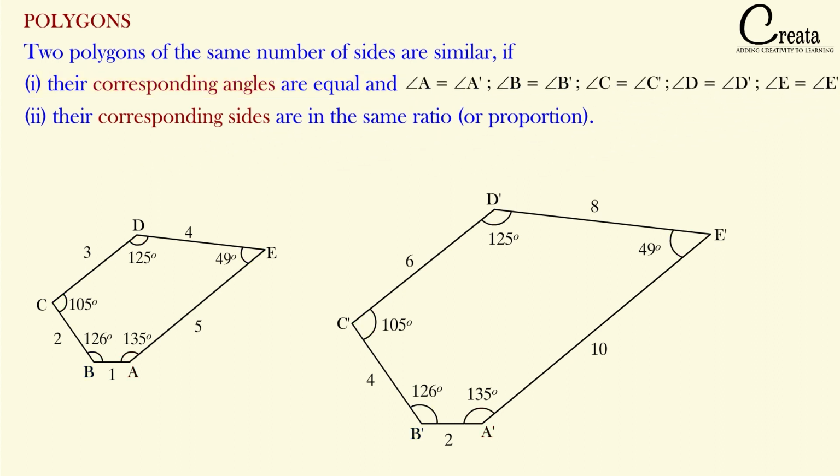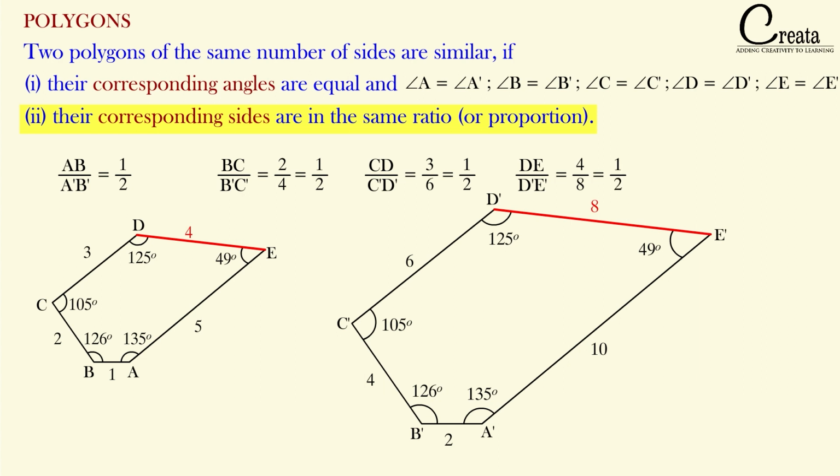The second condition is that their corresponding sides are in the same ratio. Here the corresponding sides are AB and A dash B dash. So let's take the ratio AB upon A dash B dash. It is 1 by 2. Similarly, the corresponding sides are BC and B dash C dash. The ratio will be 2 by 4, that is 1 by 2. So both the ratios match. Similarly, all the corresponding sides should be in the same ratio. That is 3 by 6, which is 1 by 2, 4 by 8, which is again 1 by 2, and 5 by 10, which is again 1 by 2.